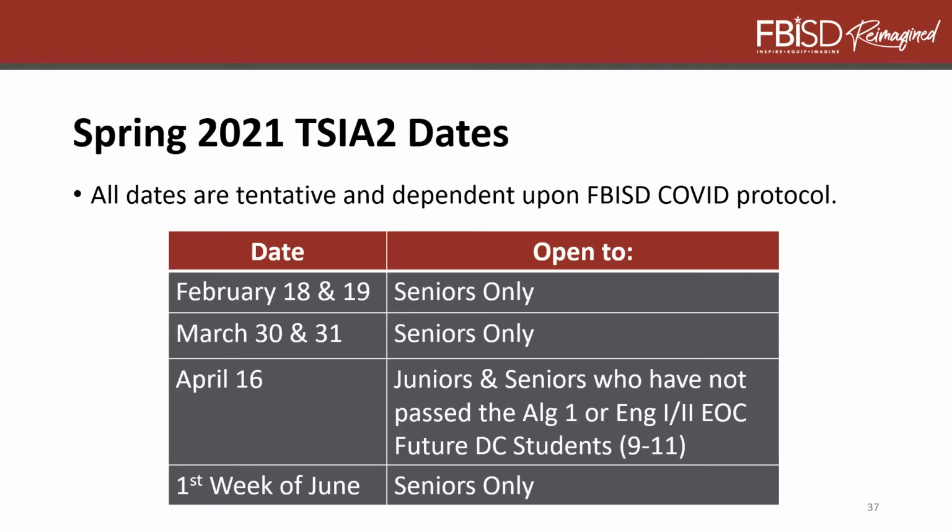Spring TSI II dates are tentatively February 19th and 20th for seniors, March 30th and 31st for seniors, April 16th for juniors and seniors who have not passed Algebra 1 EOC or the English 1 or English 2 EOC, and any future dual credit students who are not already considered TSI exempt. The first week of June, we will hopefully also have a TSI testing date for seniors. This is all tentative and dependent upon the Fort Bend ISD COVID response protocols.